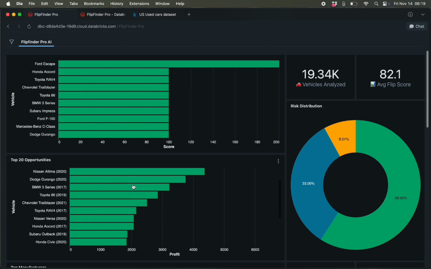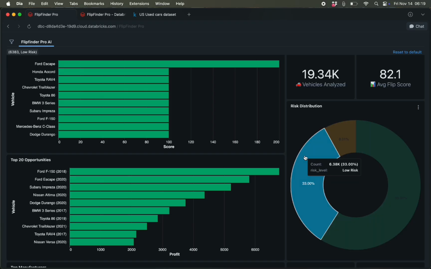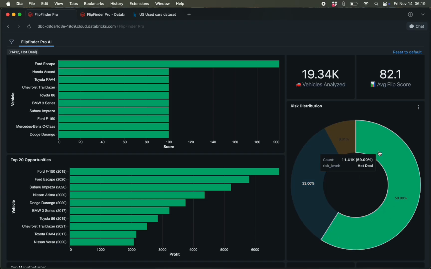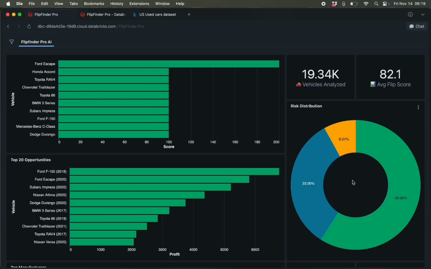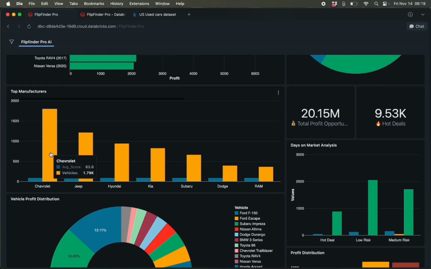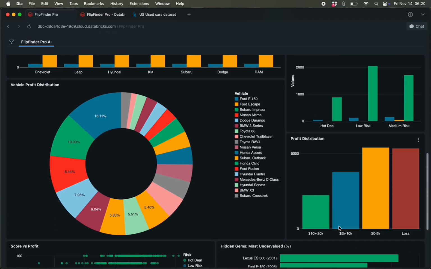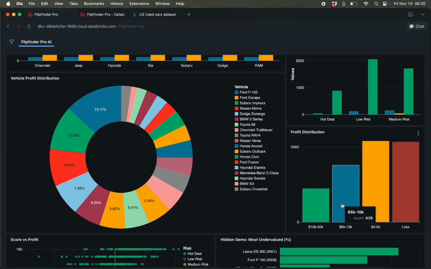Risk distribution pie chart. This breaks down our inventory by risk level. This helps dealers balance their portfolio and shows the market risk profile. Top manufacturers: brands that offer the best flipping opportunities, which reveals brand reliability for resale. Days on market: this shows how quickly cars sell based on their risk level and identifies quick flip opportunities. Profit distribution: this shows how profits are distributed across all vehicles.